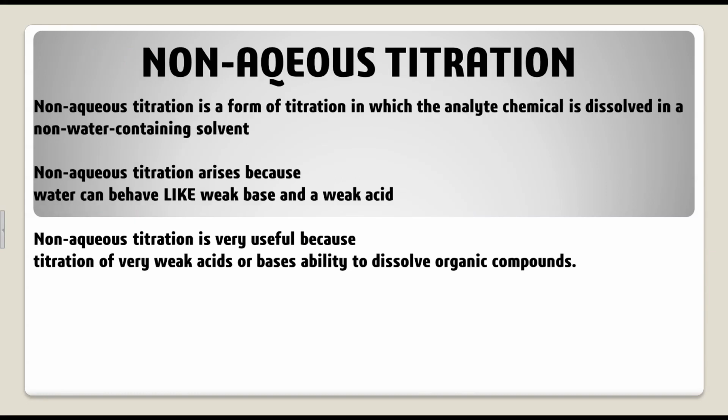What is non-aqueous titration? Non-aqueous titration is a form of titration in which the unlike chemical is dissolved in a non-water containing solvent. That's it. Non-aqueous titration arises because water can behave like a weak base and a weak acid. That is the main reason why non-aqueous titration arises.